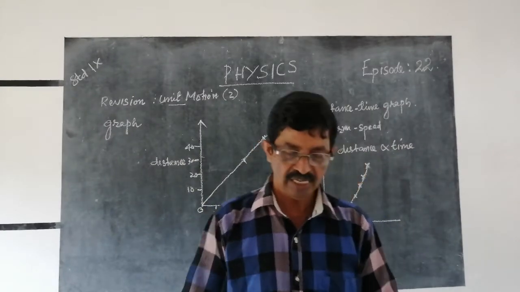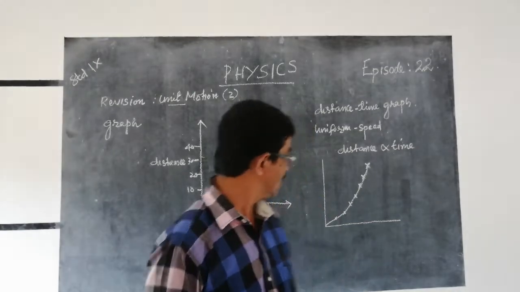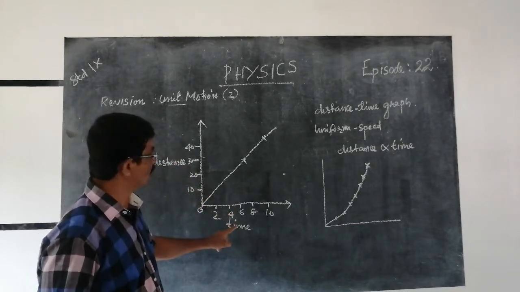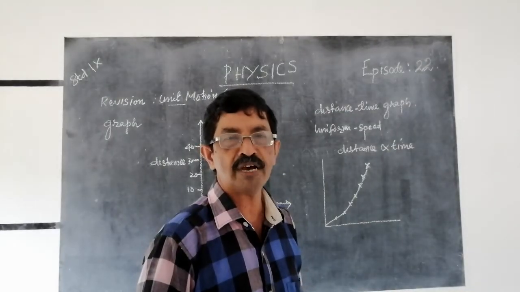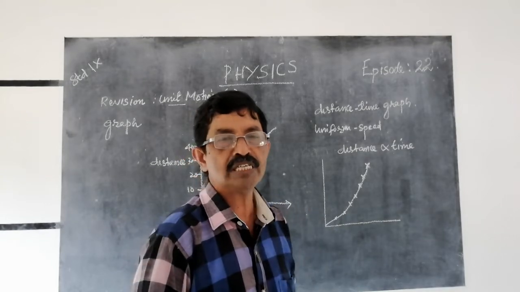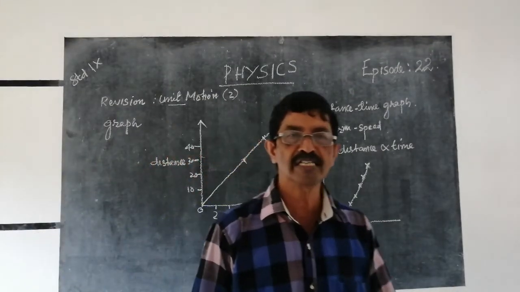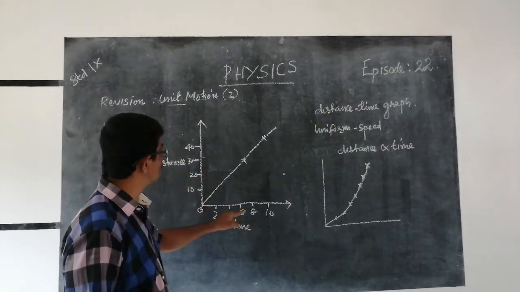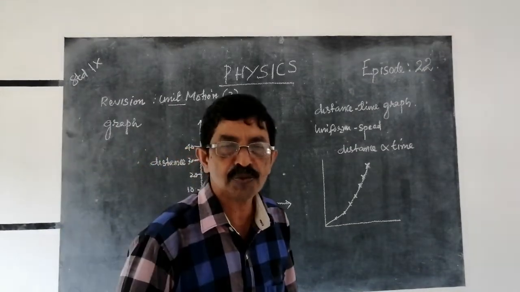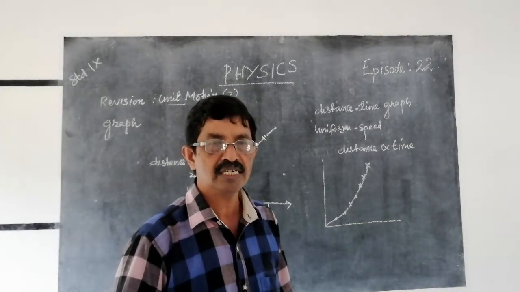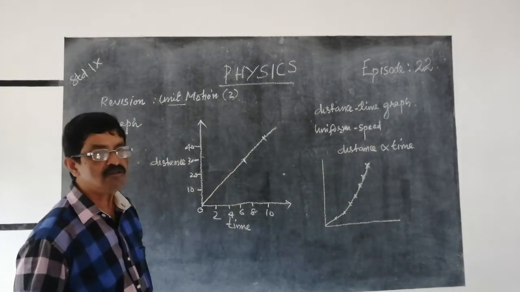Now another question: can we use a distance-time graph to find the speed of an object? This is the distance-time graph. Is it possible to use this graph to find the speed of this object? Answer yes or no. Okay, it is yes. Then how?